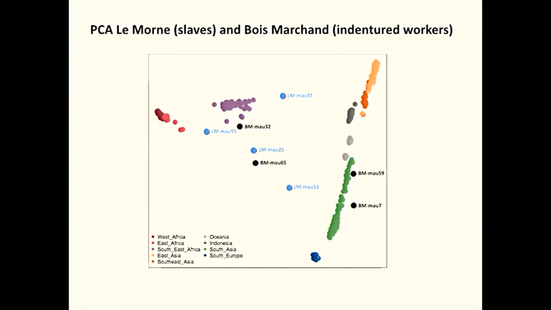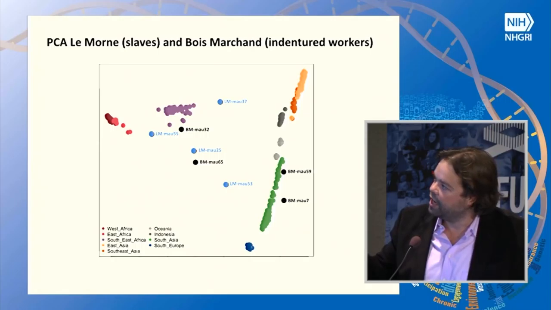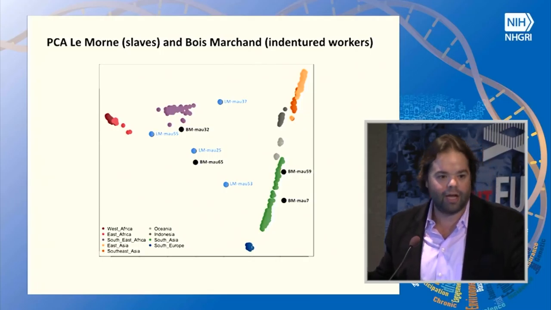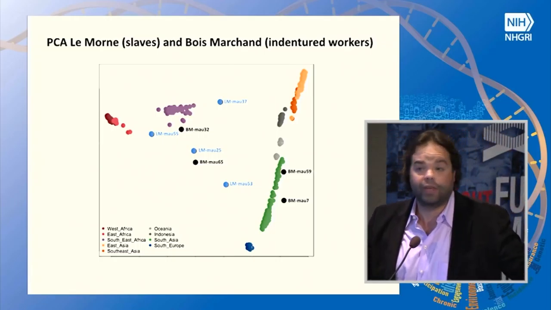So to me, this is really one of the nicest slides we've produced in a long time, because it puts all in one figure modern day diversity. So here is West Africa, East Africa, here's Southeast Africa, so Madagascar and so on. Here is East Asia and Southeast Asia, and here's Europe, right? And so you see, for example, here are individuals from South Asia on this cline, and here are two samples from the Bois Marchand indentured servants who are right in line with that cline, right? So these individuals are largely what we would today consider South Asian individuals.